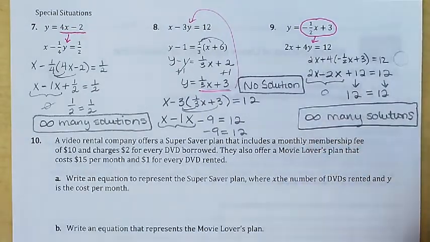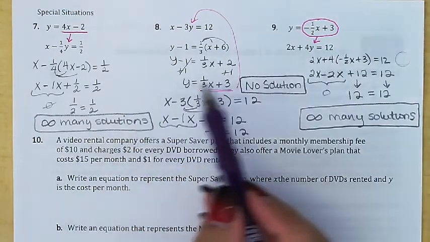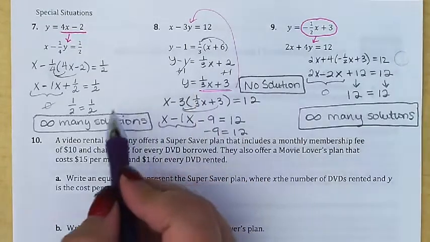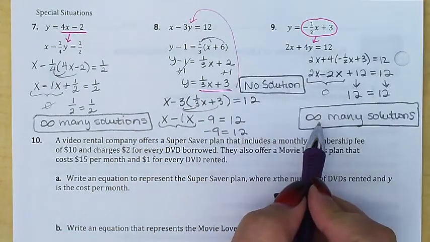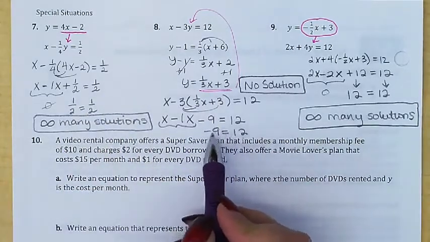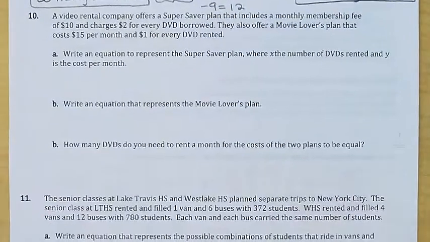Basically, they're the same line. Okay, so that's what special cases look like when you're doing substitution. Your variables disappear and you decide which of the two special situations it is based on what's left over and whether it's true or it doesn't make sense. Okay? All right, let's go to the word problem here.